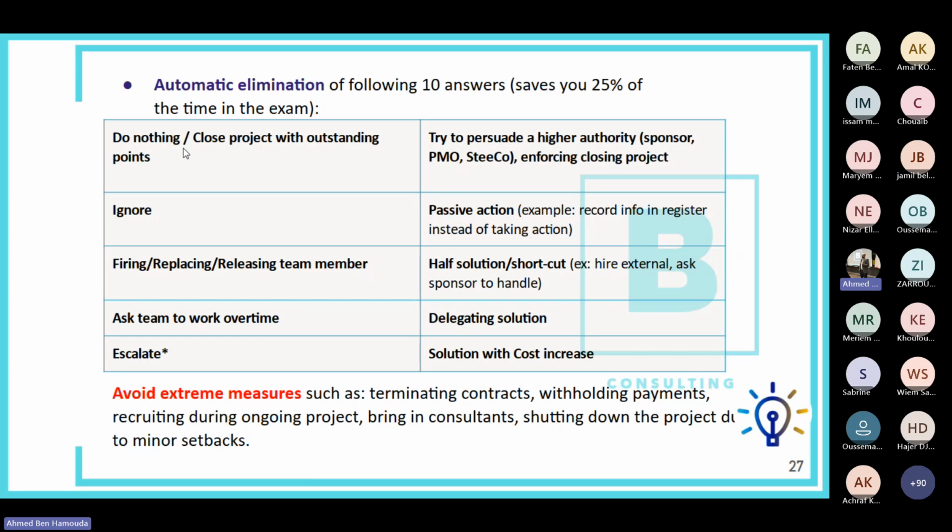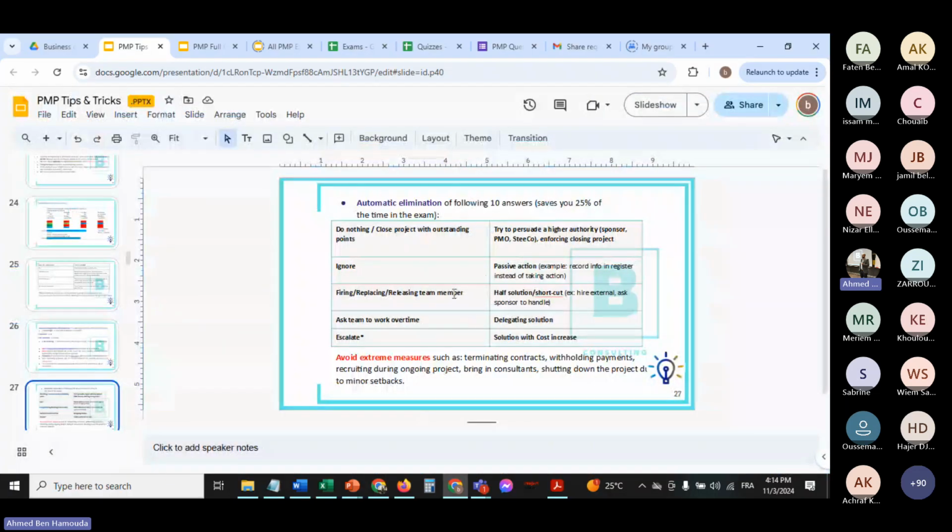Also, we don't choose answers that start with ignore, or say, for example, this is a low priority stakeholder, you can ignore the request. No, even with a low power and a low interest stakeholder, you never ignore them. So you never choose an answer that states ignore. Also, we never ever choose answers that implicate firing a team member, replacing a team member, releasing a team member, or ending the contract of a team member.